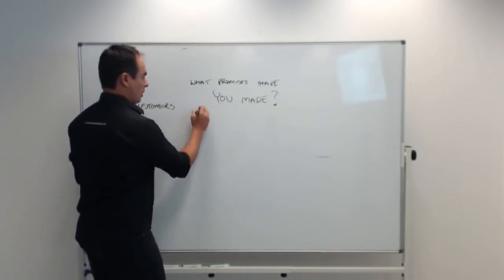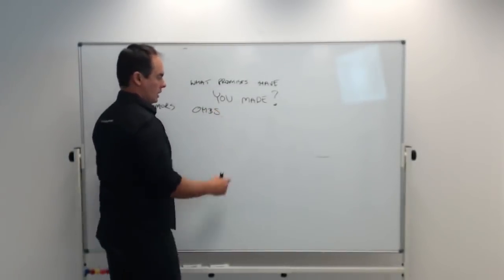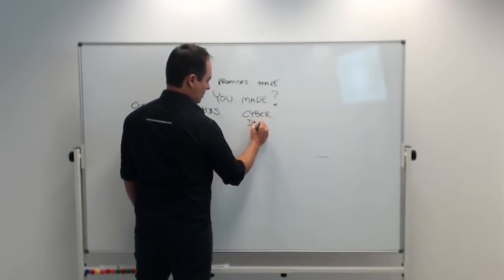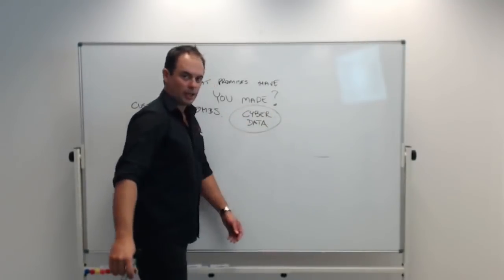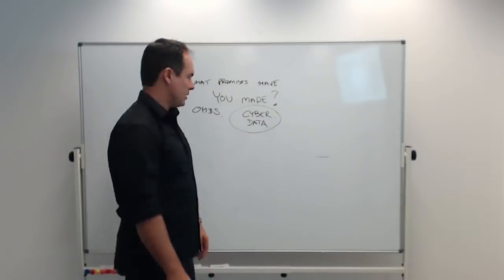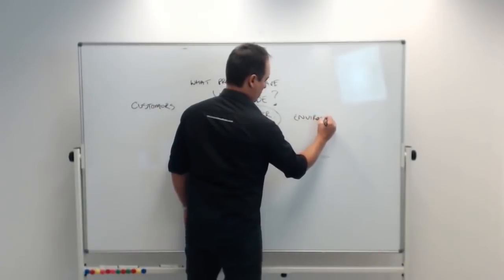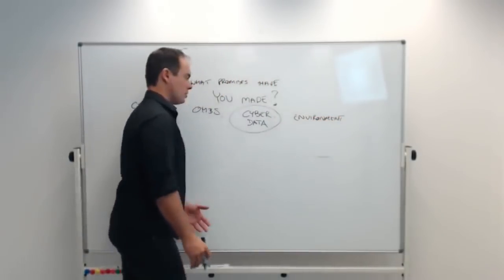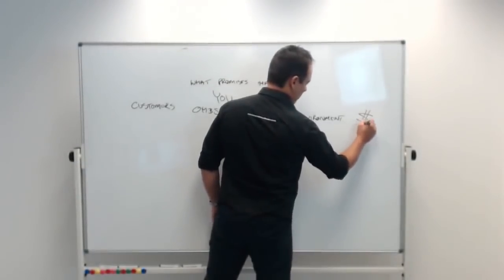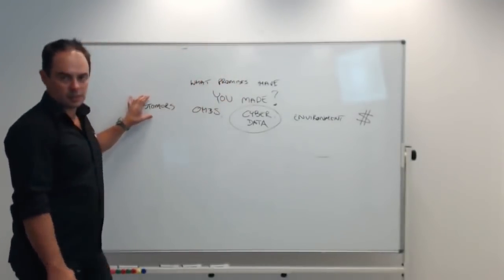There's staff, so OH&S. In the marketplace, there's also, say, cybersecurity and data. So this week, Facebook's been under the spotlight for the open back door to all of their data. Environment. And of course, we should put somewhere there, let's leave it to last, because profit always comes last, is financial. So what promises have you made from a customer's perspective?